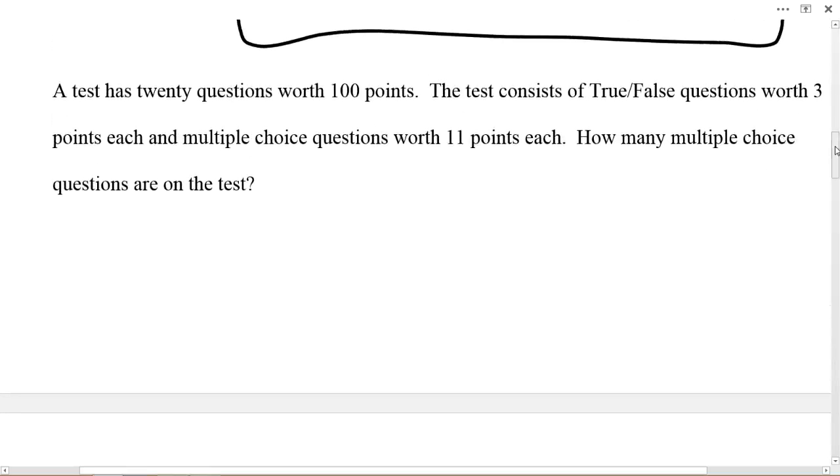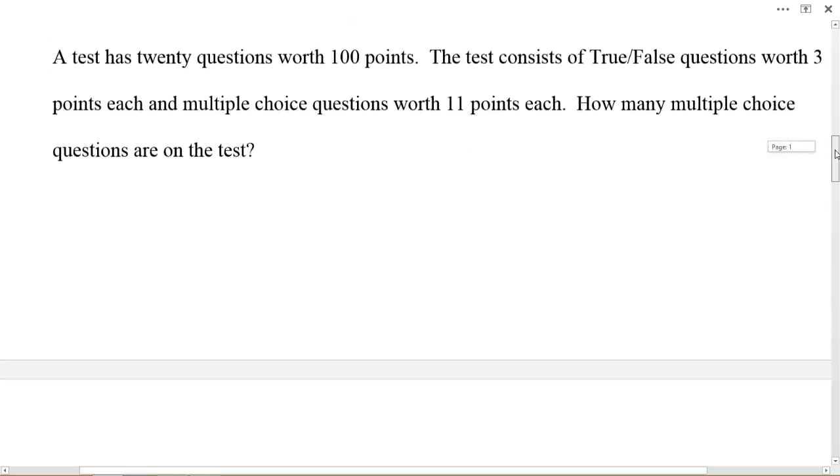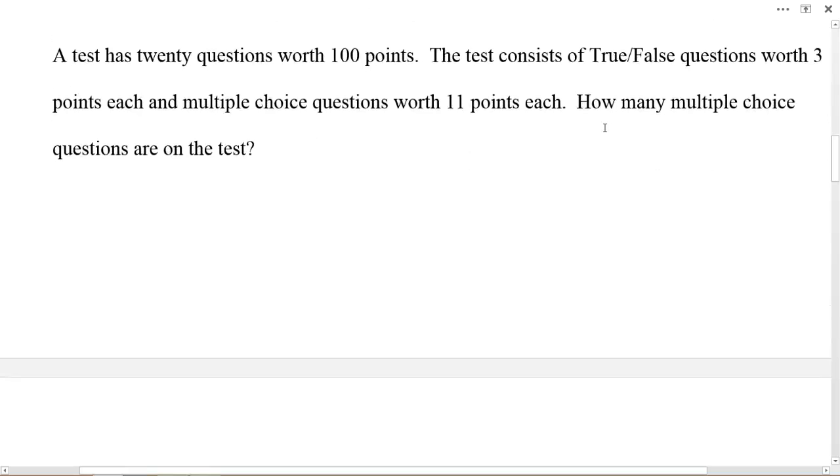All right, so let's look at our next problem. It says a test has 20 questions worth 100 points. The test consists of true/false questions worth 3 points each, and multiple choice questions worth 11 points each. How many multiple choice questions are on the test?